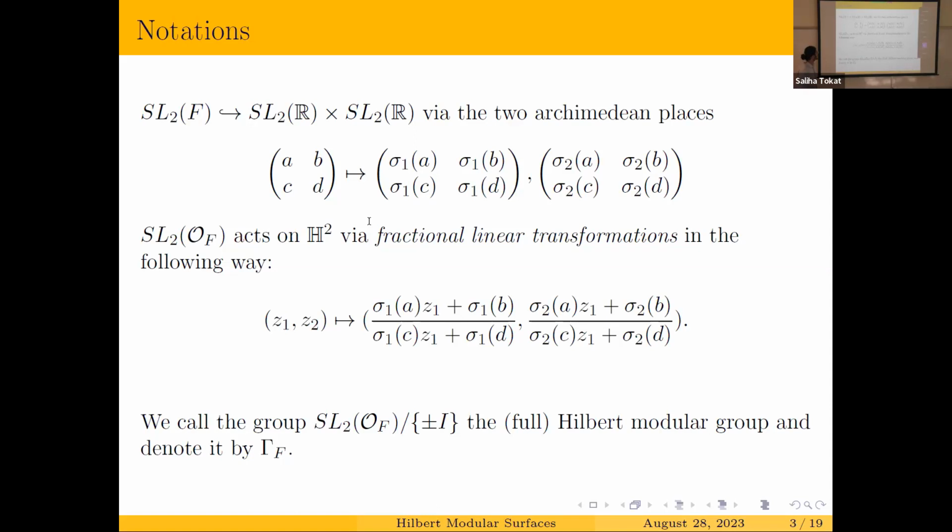Just like we embed the number field F into R2, we can embed the special linear group of F, given with elements from F, into SL2R squared using the previously given sigma 1 and sigma 2. And using this embedding, we can define an action of SL2OF on H2. This H is the Poincare upper half plane, which means the upper half of the complex plane where all the imaginary parts of the numbers are positive.